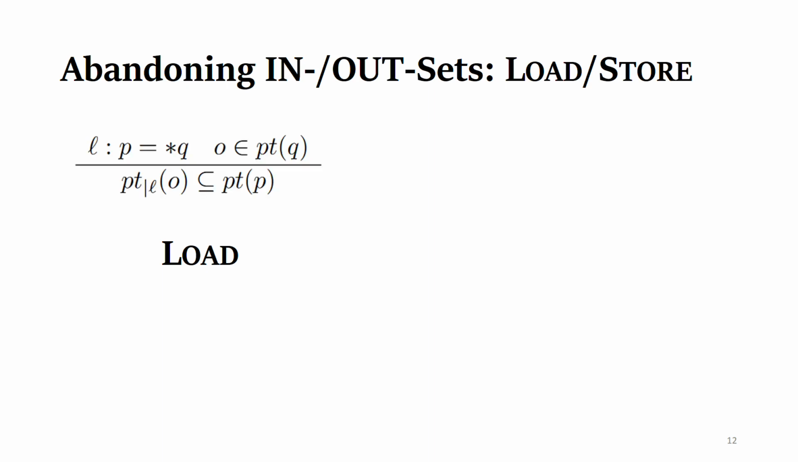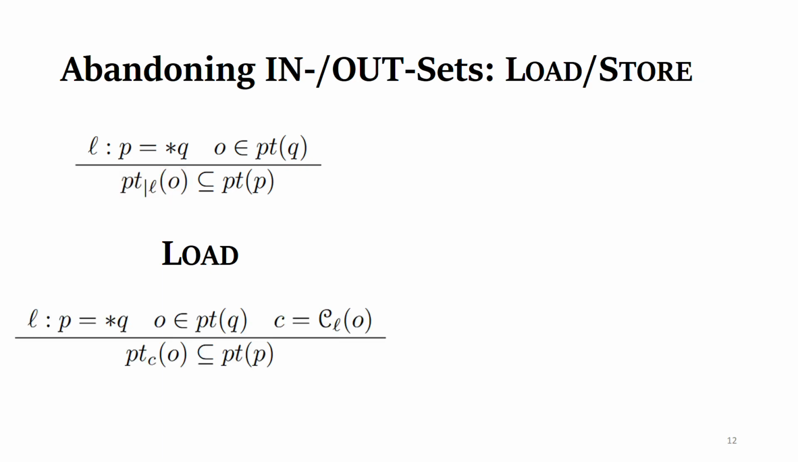For a load instruction p = *q, in the pointer set of p, we include the pointer sets of the pointees of q, each object O. Before we would receive these pointer sets from the inset of the instruction. Instead, we now retrieve the consumed version of O and use the pointer set corresponding to that instead, which may be consumed or yielded by many other instructions.